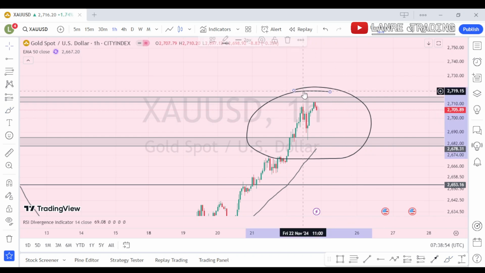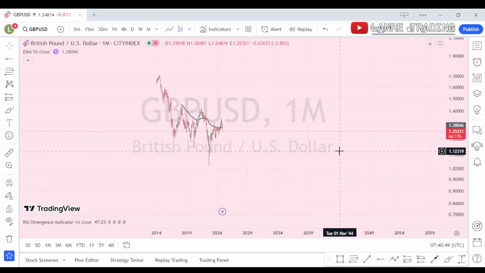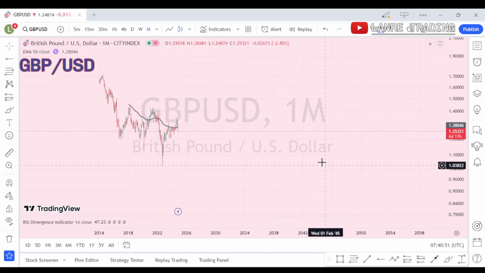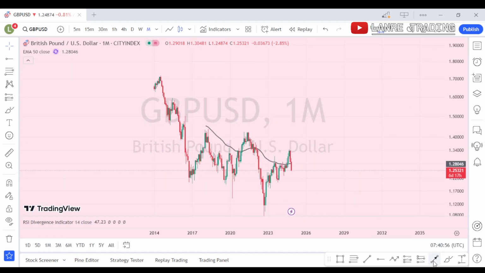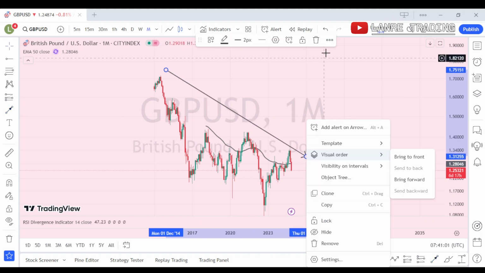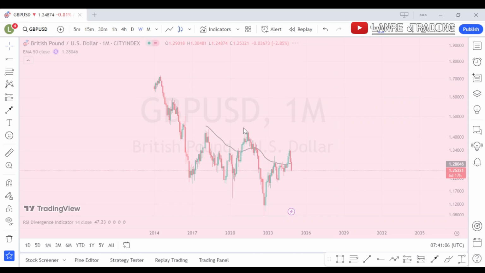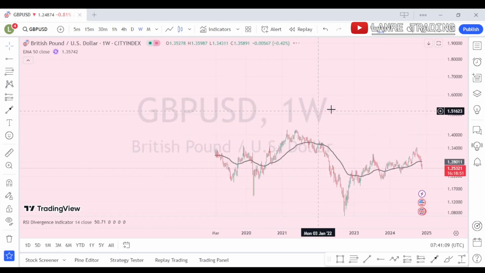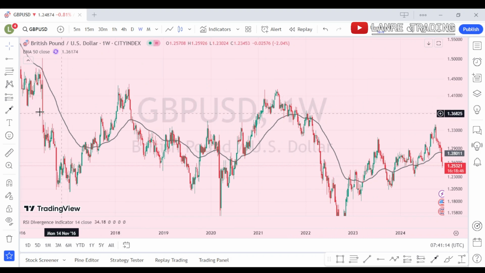So I'll move on to the next pair, which is the Great Britain pounds USD. I'm on the monthly time frame. As we know, the basic thing we use the monthly time frame to do is show us the direction of the market, and you can see we are in a bearish trend. Having identified that, we move on to the weekly time frame. We use the weekly time frame to map out our key levels with the help of the lows and highs, the resistance and support.